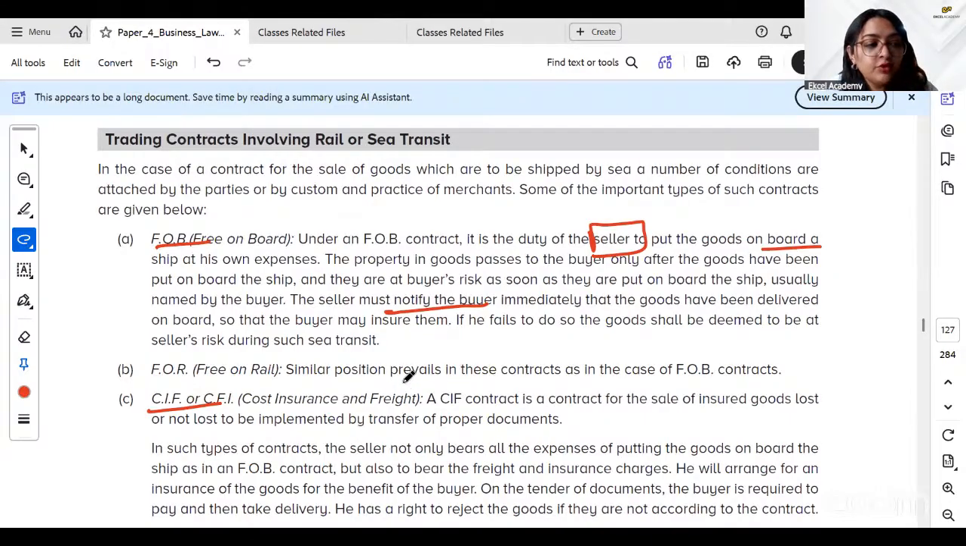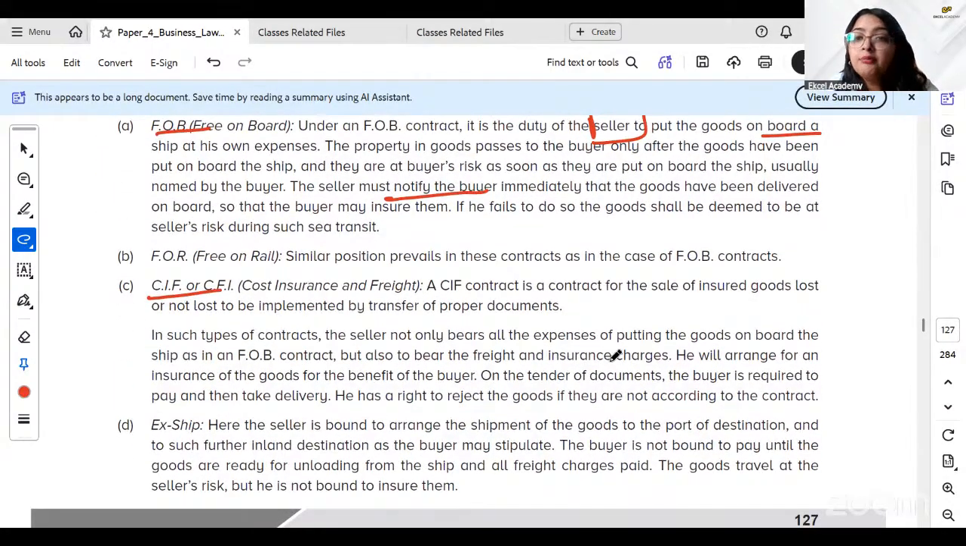Next, in such a type of contract, the seller not only bears the expenses of putting the goods on board, but also the freight and the insurance charges. Insurance of the goods is for the benefit of the buyer. Then on the tender of all of these documents, the buyer is required to pay and then take delivery. He has the right to reject the goods if they are not according to the contract.